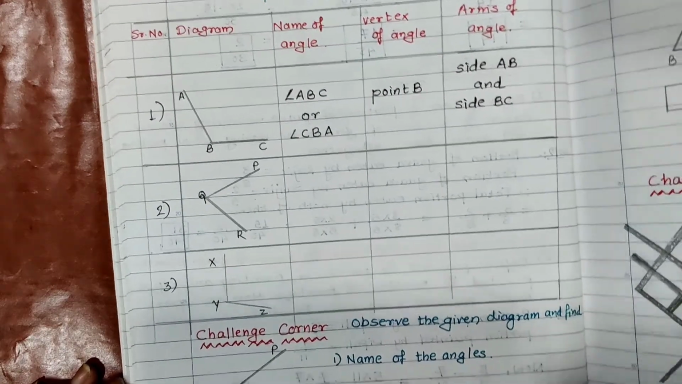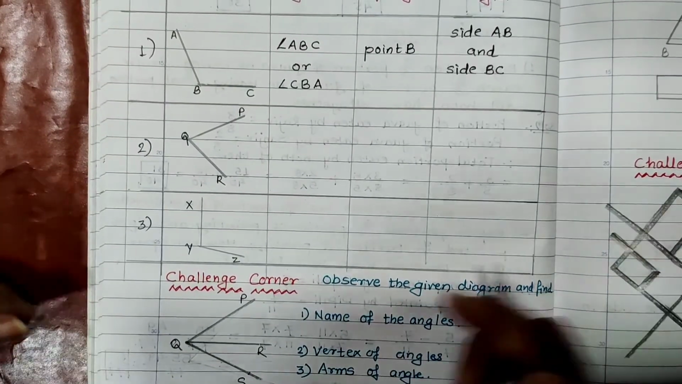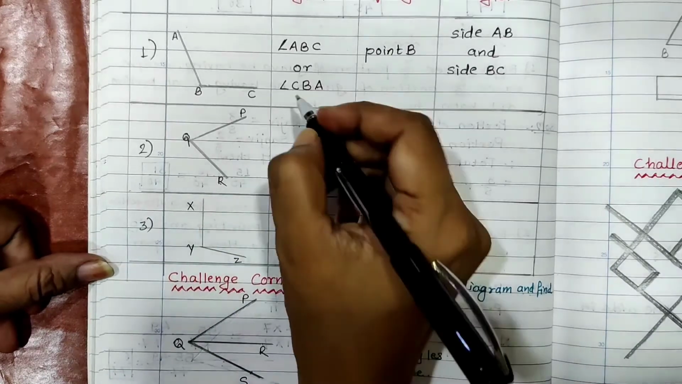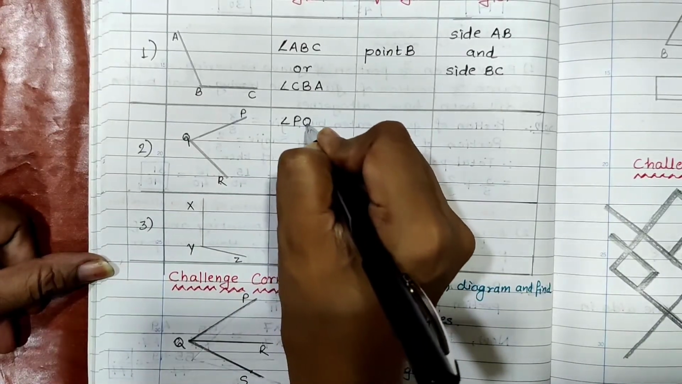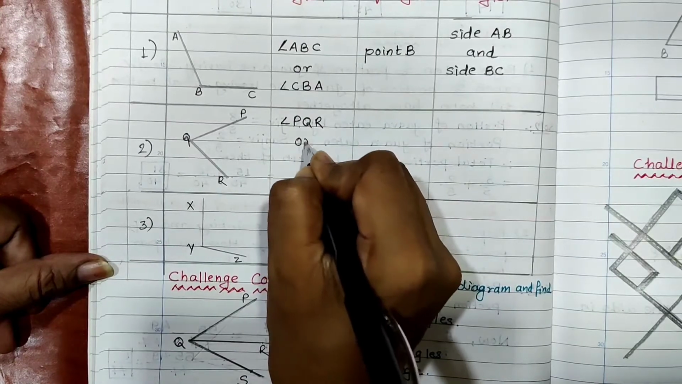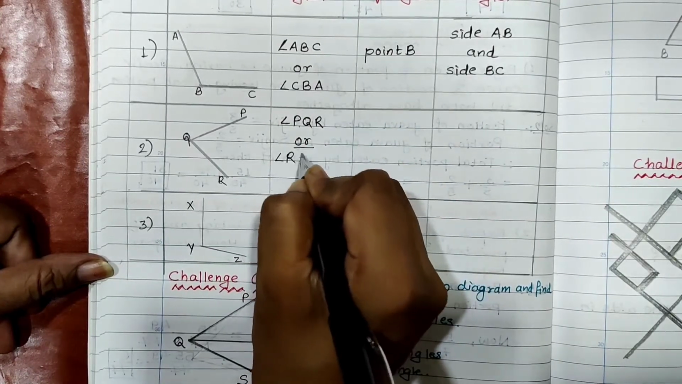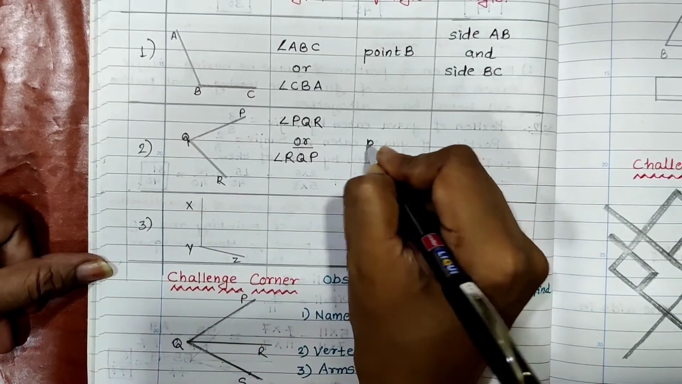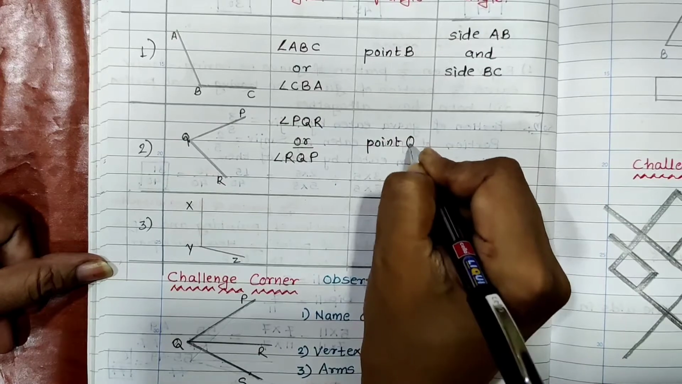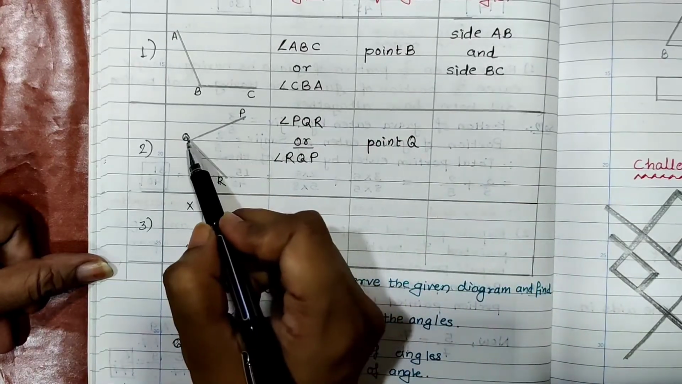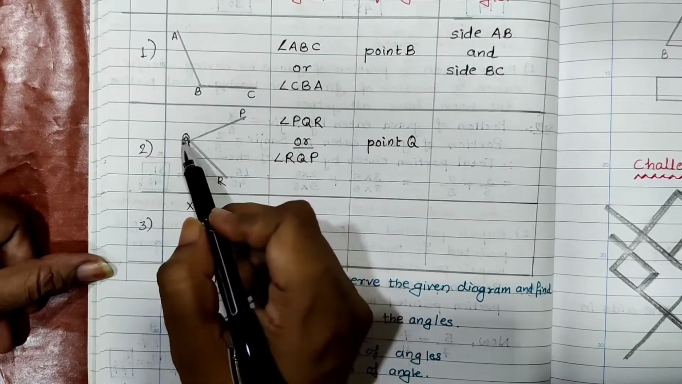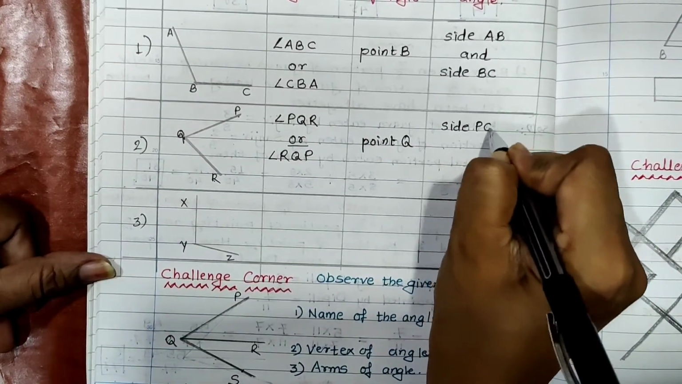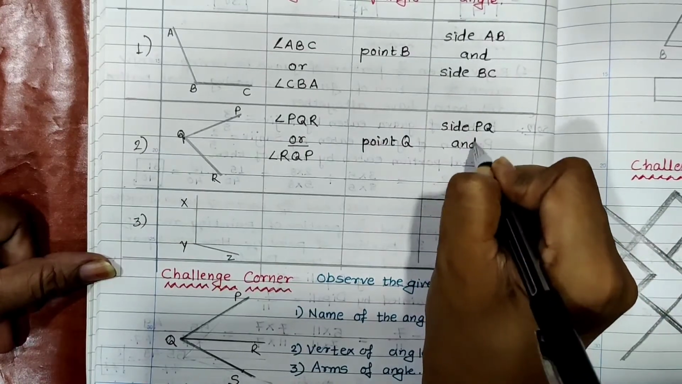Now let us go to the second diagram. What is the name of the angle? Angle PQR or angle RQP. So write angle PQR or angle RQP. What is the vertex? This point Q is the vertex. Which are the arms? PQ and QR, or PQ and RQ. We can write either. Side PQ and side RQ.